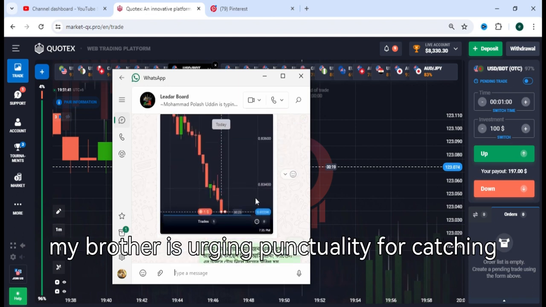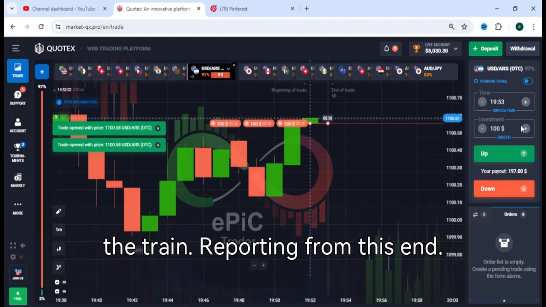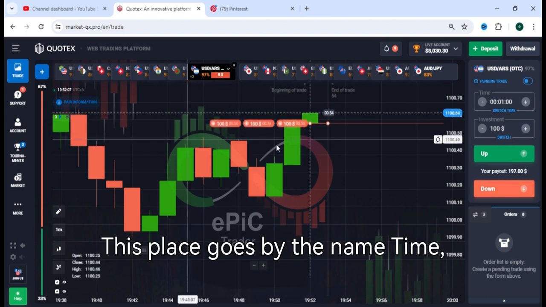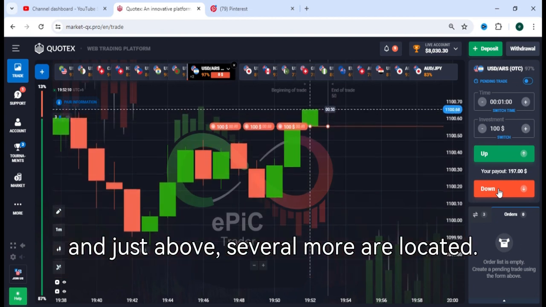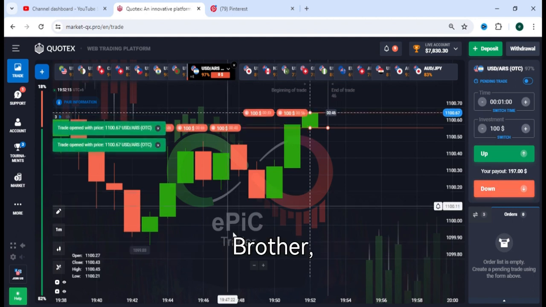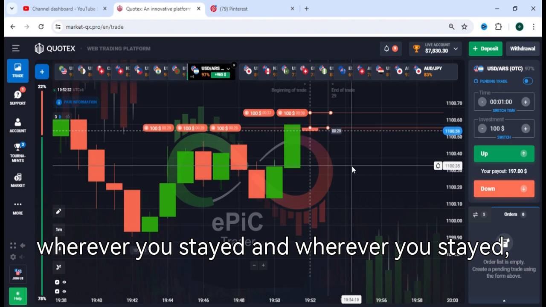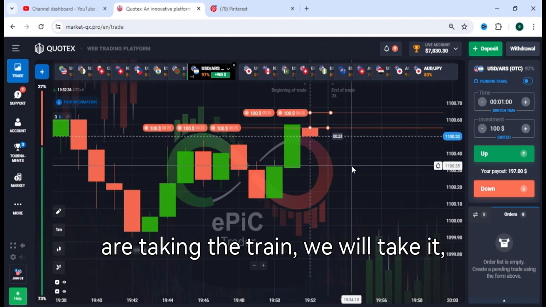My brother is urging punctuality for catching the train, reporting from this end. Also on time. This place goes by the name Time, and just above, several more are located. It's here that I've arrived at Time. Brother, wherever you stayed, you can roughly estimate that since we are taking the train, we will take it, God willing.